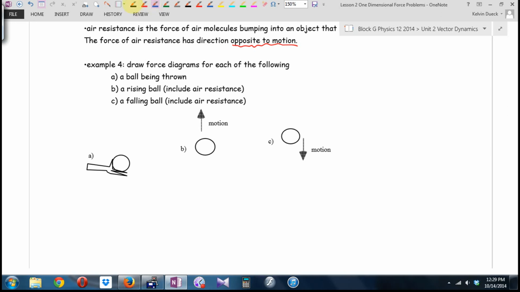Okay, let's look at situation A. What are the forces acting on situation A? Get the obvious one. Gravity. Now let's draw it in.